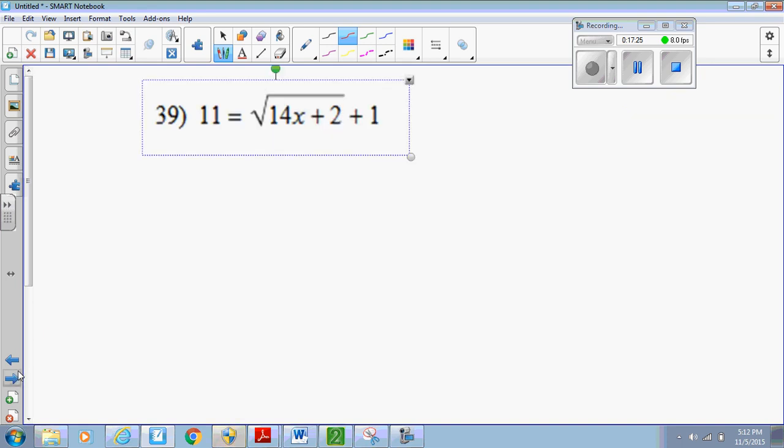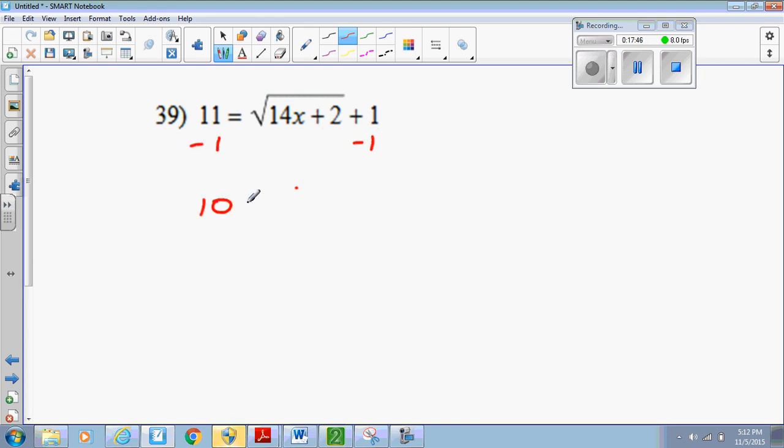Okay, let's move on to number 39. I'm going to jump forward to get some stuff done now. Here we want to get rid of this square root symbol. So to get rid of the square root symbol, I have to square both sides. But I don't want to square it yet until I isolate the square root. So what I'm going to do is subtract 1 from both sides first.